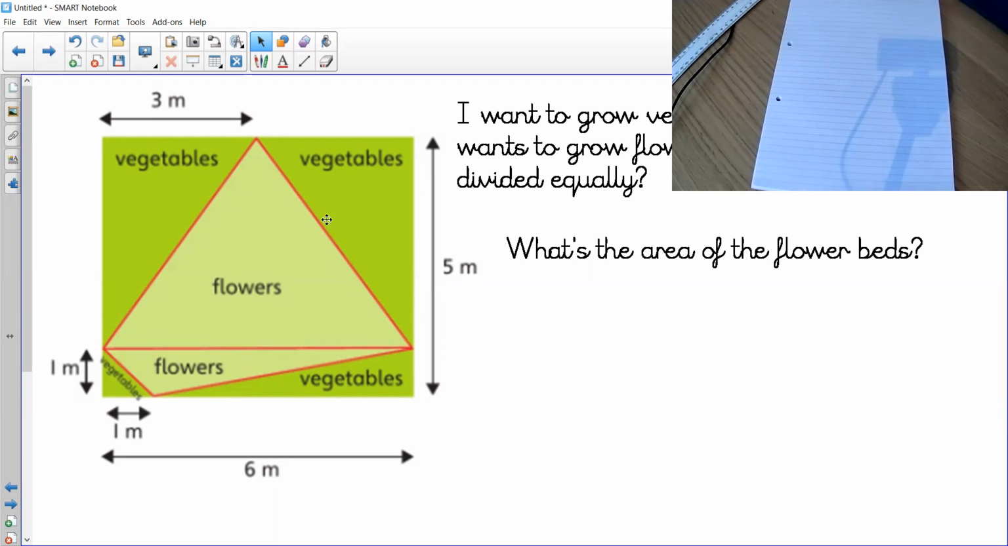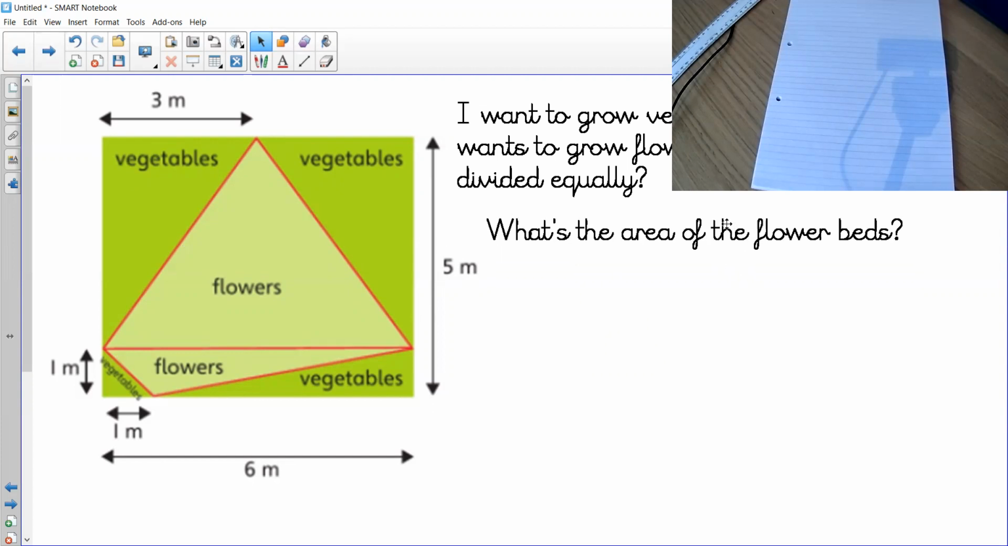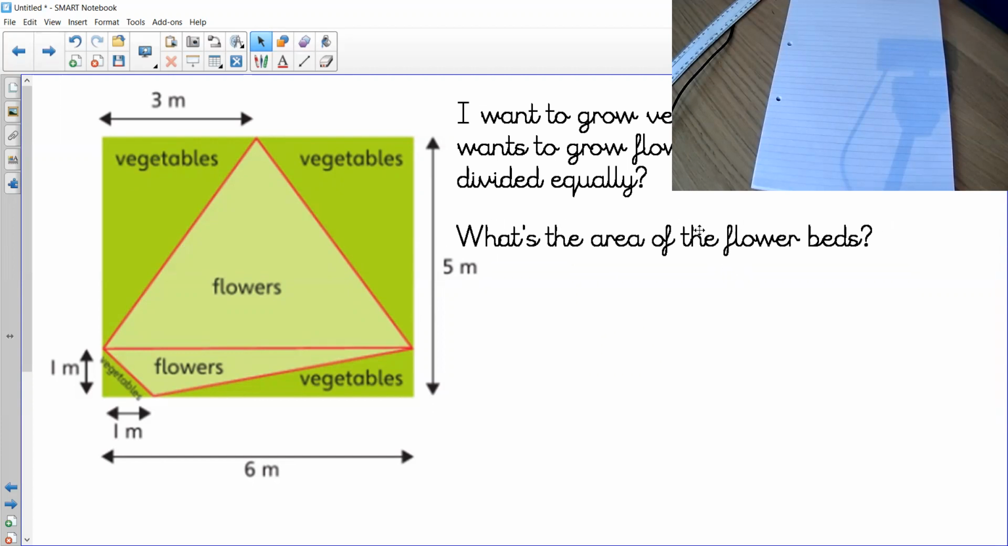Has it been divided equally? Now I'll give you a little tip here. What's the area of the flower beds to start off with? Pause it, and then we'll go on together. Off you go.